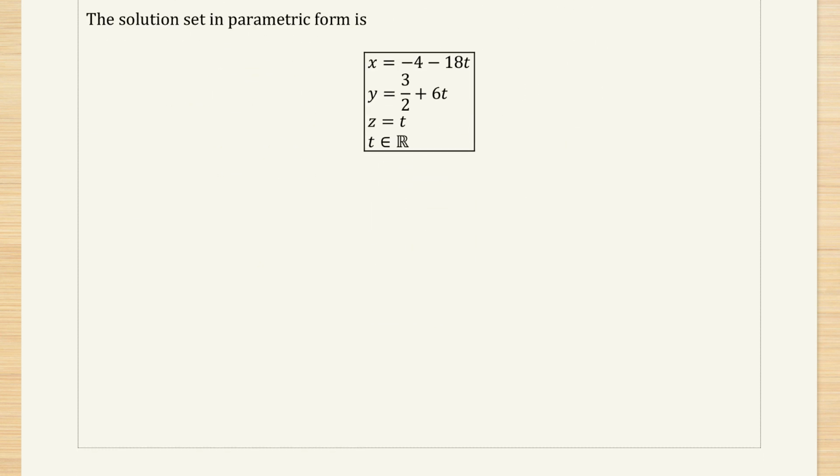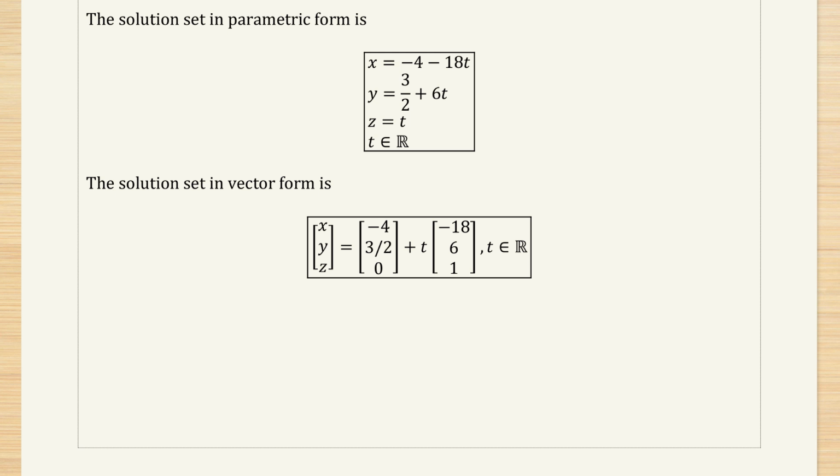We can also express the solution set in vector form. We have a column vector of constants and a column vector of multiples of t. X is equal to negative 4 plus t times negative 18. Y is equal to 3 over 2 plus t times 6. Z equals 0 plus 1t, or in other words, z equals t.